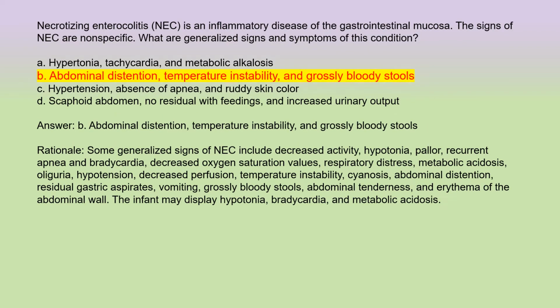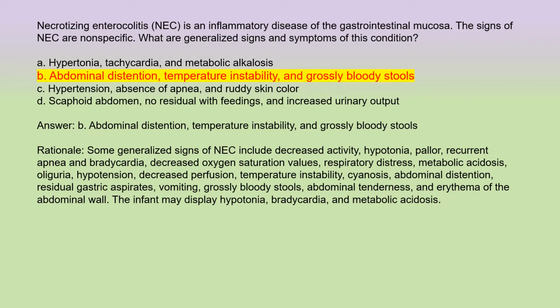Answer. B. Abdominal distension, temperature instability, and grossly bloody stools. Rationale. Some generalized signs of NEC include decreased activity, hypotonia, pallor, recurrent apnea and bradycardia, decreased oxygen saturation values, respiratory distress, metabolic acidosis, oliguria, hypotension, decreased perfusion, temperature instability, cyanosis.